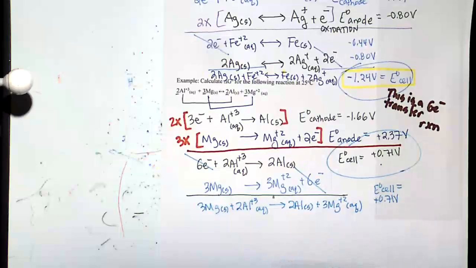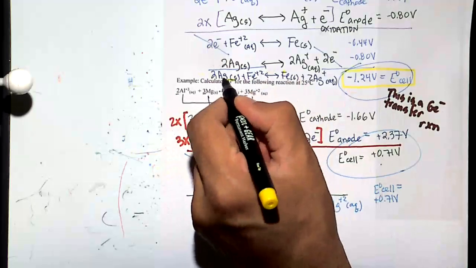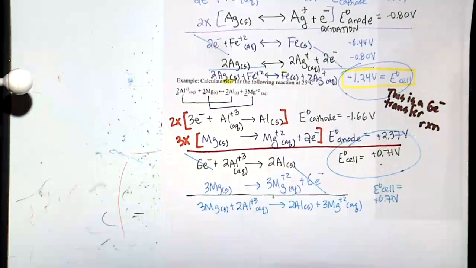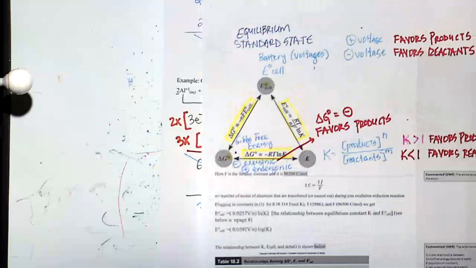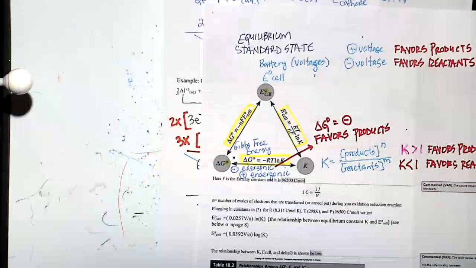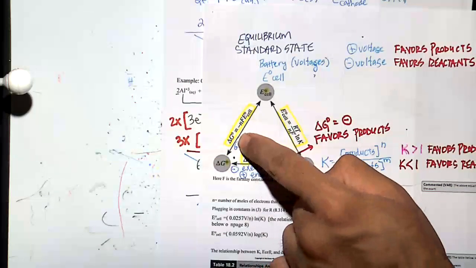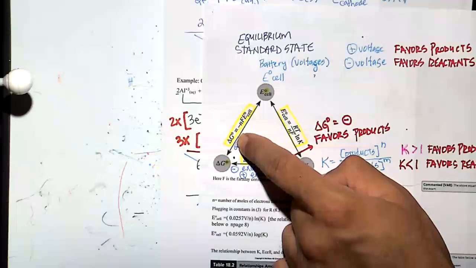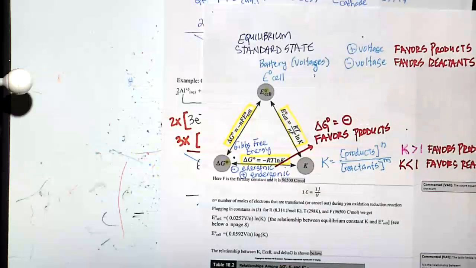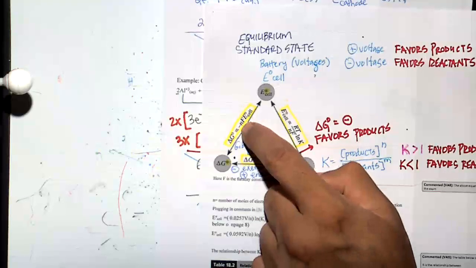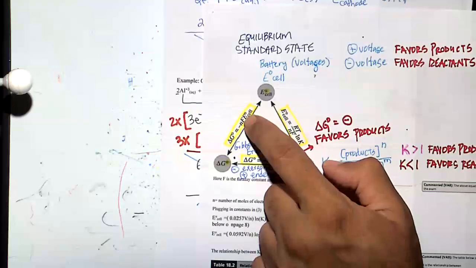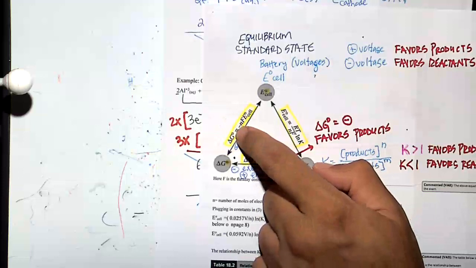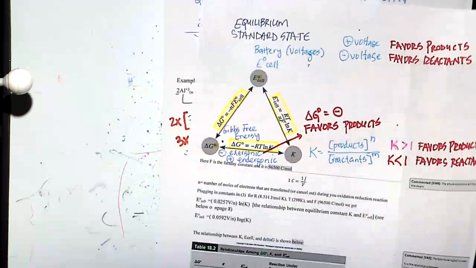Now that we got Ecell, we can calculate delta G. It's just a matter of choosing which equation to use. I'm going to use this equation, because this has what I need to get delta G standard state. Make sure you choose the right equation. I have F, which is a constant. We just calculated Ecell. N, what is N here? N is 6, very good.